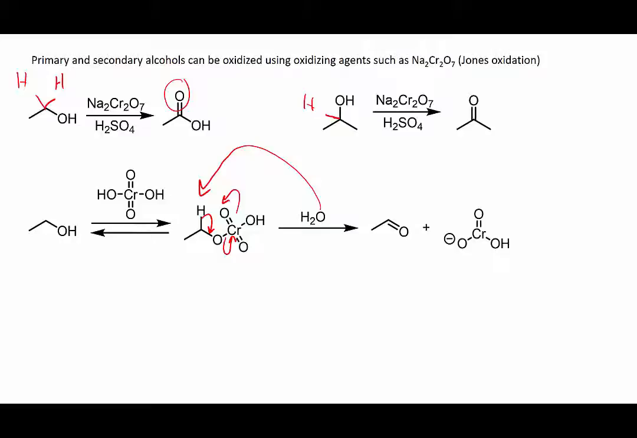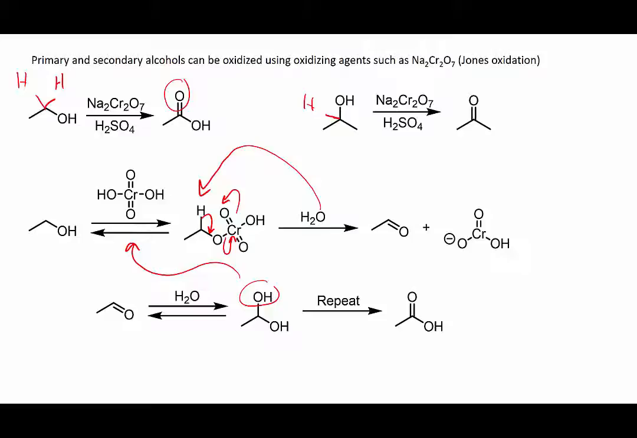This generates our aldehyde, in this case, as well as this negatively charged species, which is stabilized by resonance. Next, our aldehyde will interconvert in an aqueous solution to this hydrate form, where we've got another alcohol. This alcohol can then be resubjected to another equivalent of the chromic acid. The reaction will repeat, and we will generate a new double bond and our carboxylic acid product.